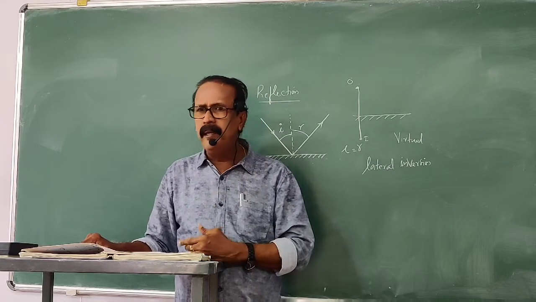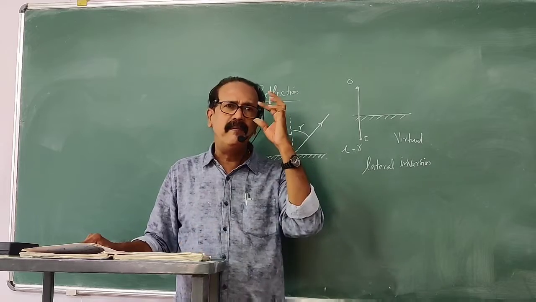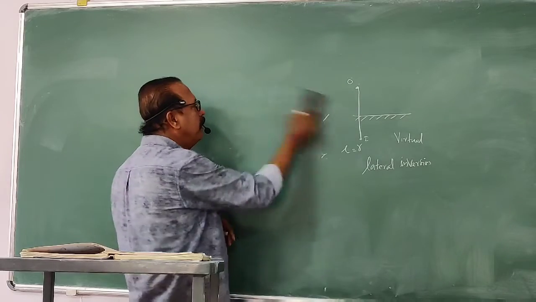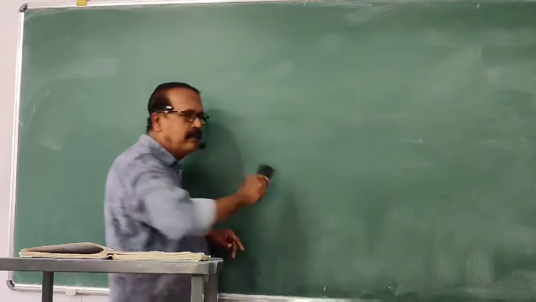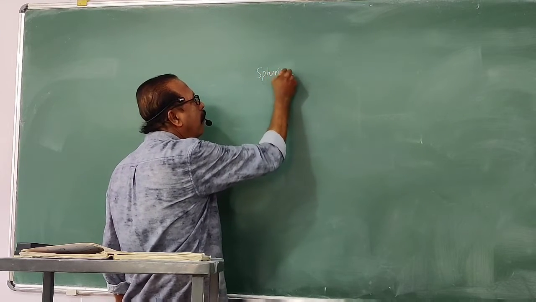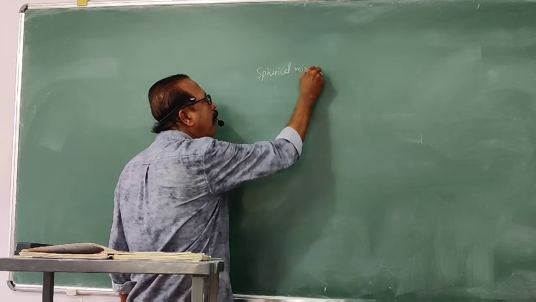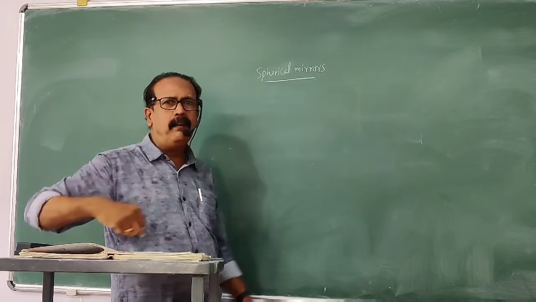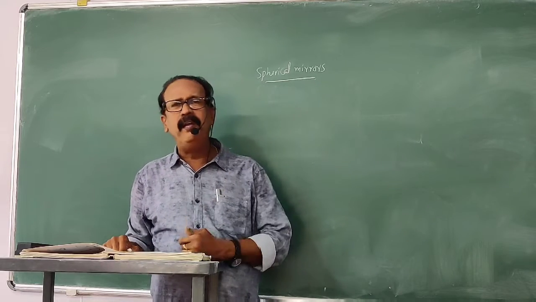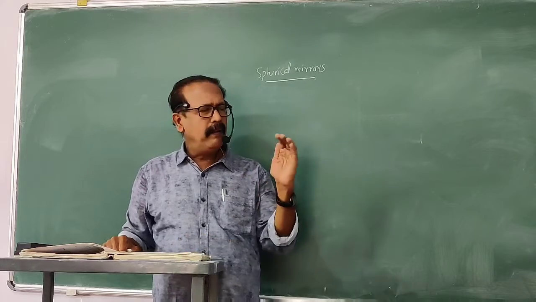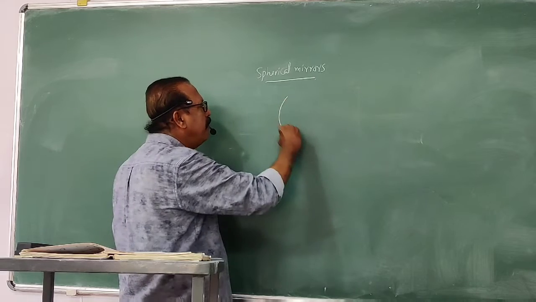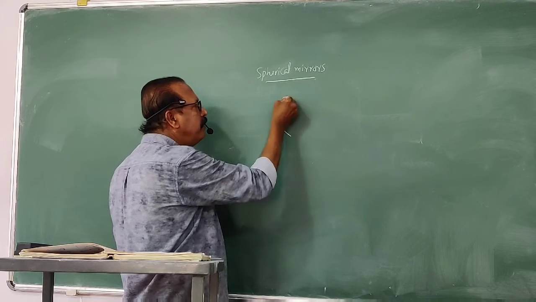There is another type of mirror, which you would have studied in elementary classes, 7th or 8th standard: spherical mirrors. We will study the details of spherical mirrors today. A mirror which is concave or convex is called a spherical mirror. If the mirror is curved inward, it is called a concave mirror, like this. This is a concave mirror. This side reflects light.